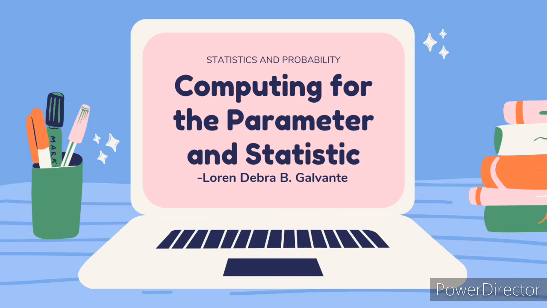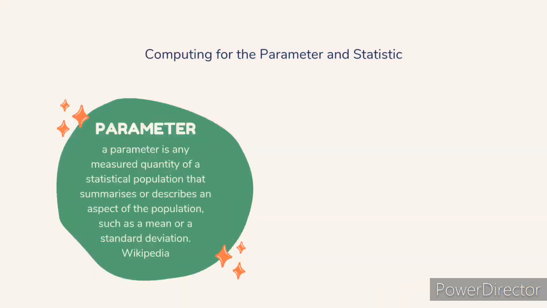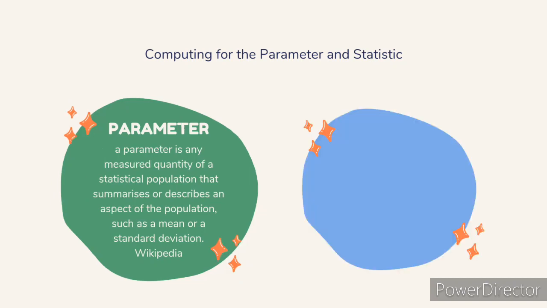And my chosen topic for my PeTa is computing for the parameter and statistic. First of all, what is parameter? A parameter is any measured quantity of a statistical population that summarizes or describes an aspect of the population, such as a mean or standard deviation. So, bali sa parameter, ang kukuhain natin ay ang population.